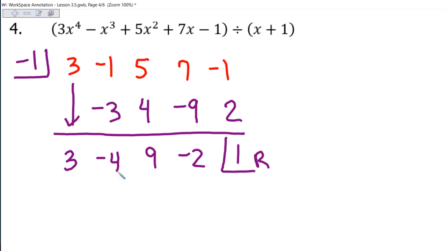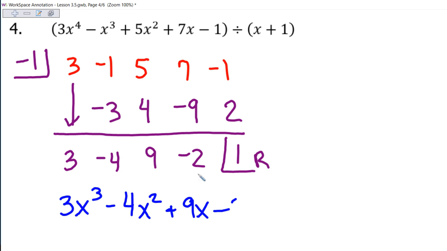Now when you write your answer, drop it a degree. So if this is x to the 4th, this would be x to the 3rd. So this would be 3x cubed, and drop it down again, minus 4x squared, plus 9x minus 2, plus remainder over binomial.